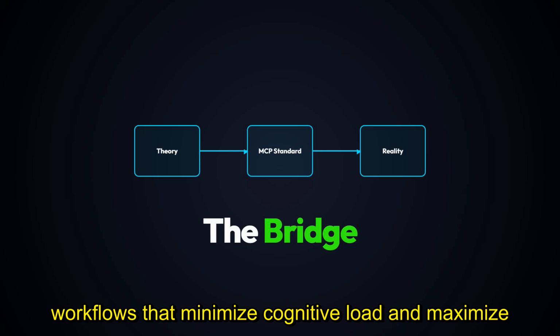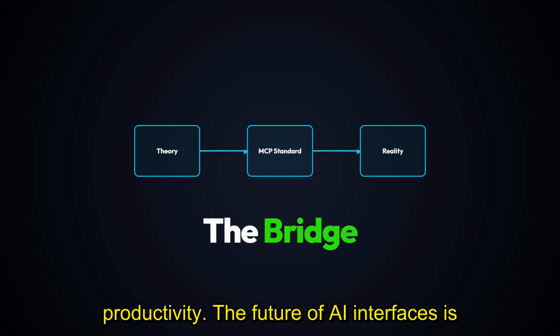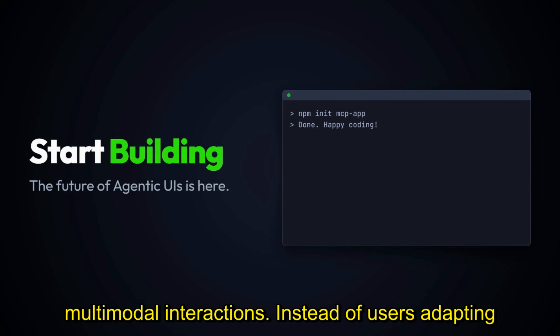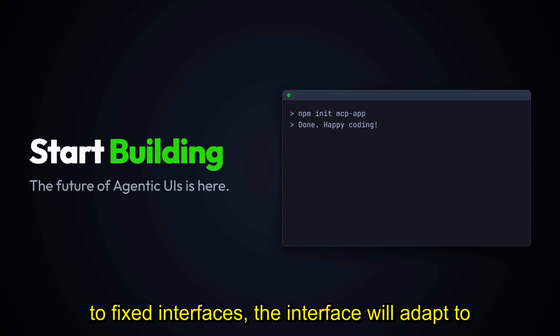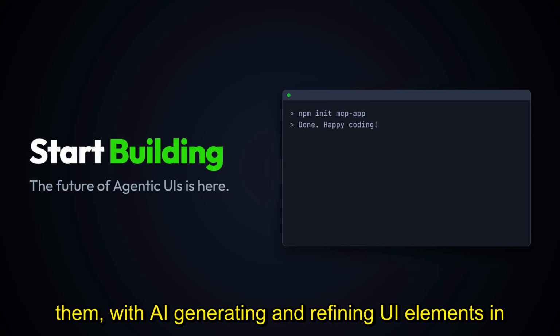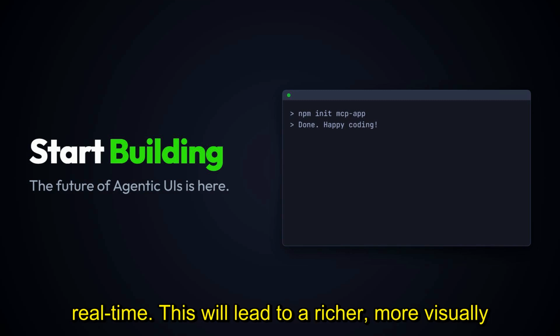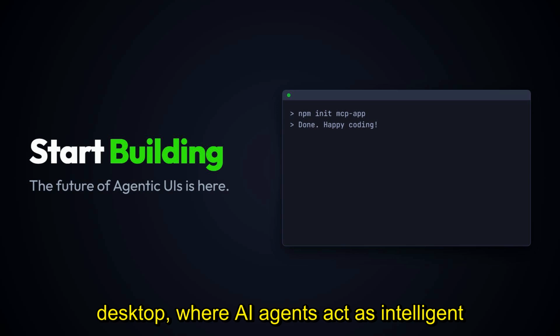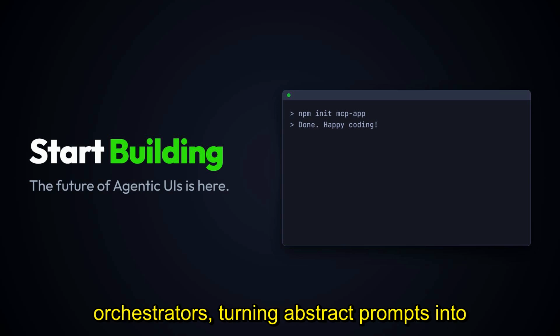The future of AI interfaces is characterized by dynamic, context-aware, and multimodal interactions. Instead of users adapting to fixed interfaces, the interface will adapt to them, with AI generating and refining UI elements in real time. This will lead to a richer, more visually intuitive experience across web, mobile, and desktop, where AI agents act as intelligent orchestrators, turning abstract prompts into functional, interactive applications that enhance human creativity and productivity.